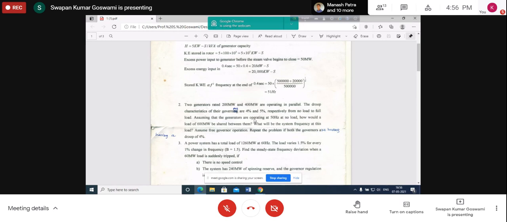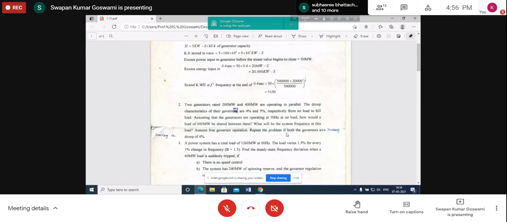Okay, so since the droops are not same, obviously sharing of load will not be proportional to their capacity rating. Okay, that means it will not be that if 600 megawatt is load, first generator will carry 200 megawatt, second generator will carry 400 megawatt. This will not be the situation because the droops are not same.